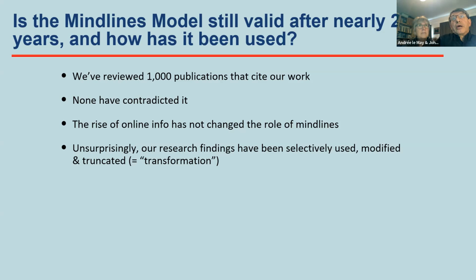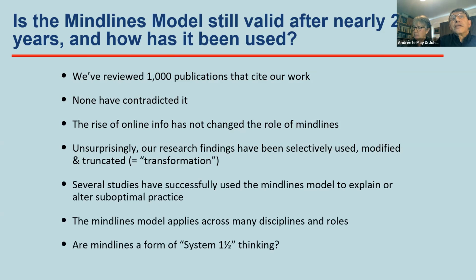Of course, people have used the mindlines model in many different ways. You'd expect that from our own model. They've modified it and truncated it and distorted it in all sorts of ways. But generally speaking, several studies have successfully used the mindlines model to explain what goes on or to alter practice, as we showed earlier with Dr. Epling in Virginia. And it's been applied across many disciplines and roles. The one thing that really has distorted the view is that quite a number of people think that it's a form of, those of you familiar with Kahneman's fast and slow thinking, that mindlines are system one thinking, that they're heuristics, that they're subject to those biases.